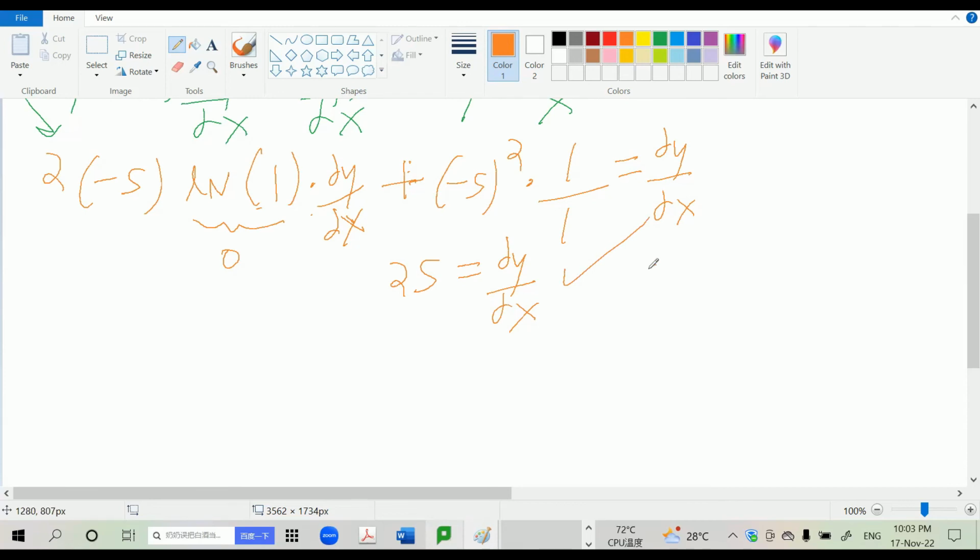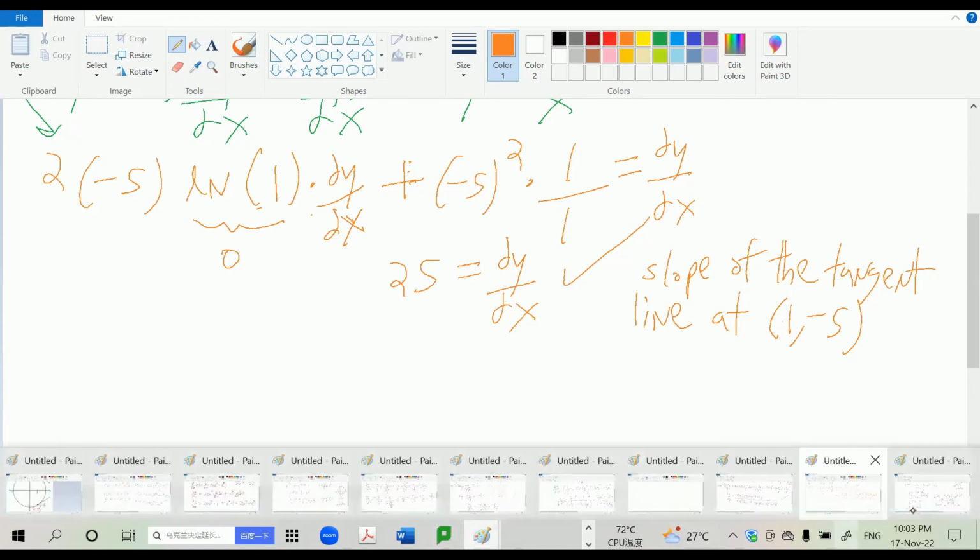This is going to be the slope of the tangent line at the point 1, -5. So this 25 is the slope of the tangent line at the point 1, comma, -5. And that example is now finished, right? Okay, the next example we're going to do is a more difficult trigonometric function, okay? And I kind of worked this out already so that it will go a little bit faster.